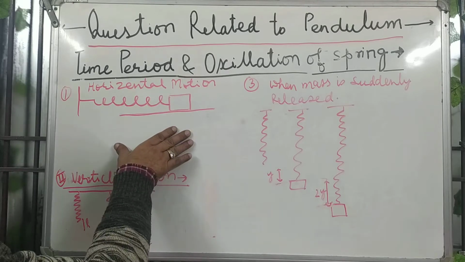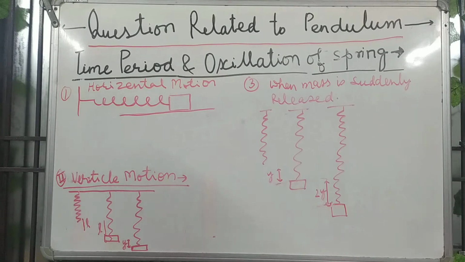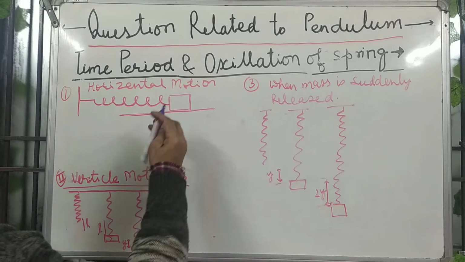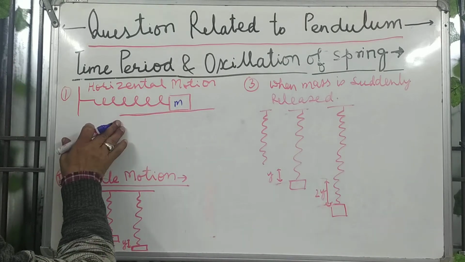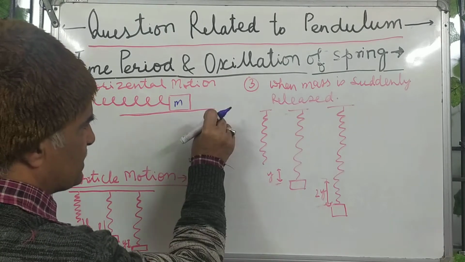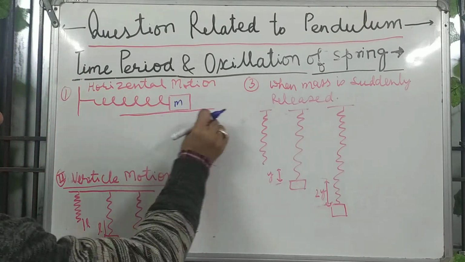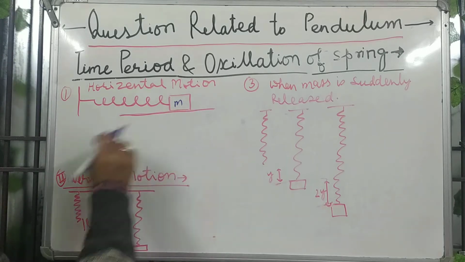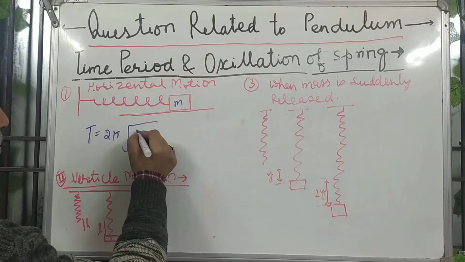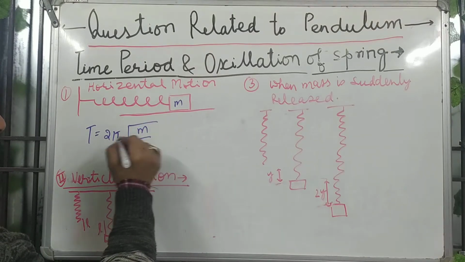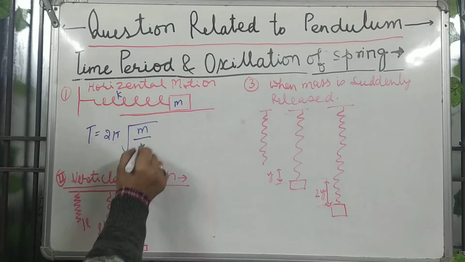So in this there is a spring in horizontal state and this is an M mass body. It is in equilibrium state. When it is stretched a little, displaced a little, it will start oscillating. This will be the mean position. So time period T equals 2 pi root of inertia factor upon spring factor, that is m upon k. Spring constant of this is k. This will be the answer.